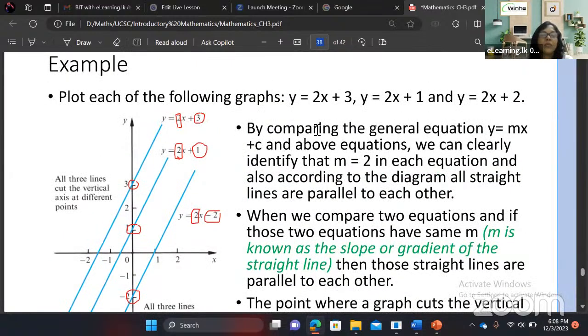If two straight lines are parallel to each other, then the gradients are equal. If two straight lines are perpendicular to each other, then the multiplication of the gradients of those two lines is equal to minus 1. Right? You have to keep those things in mind.